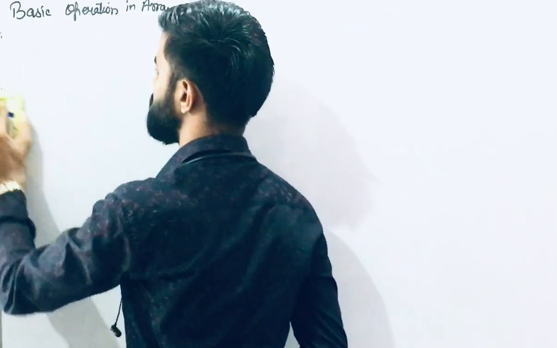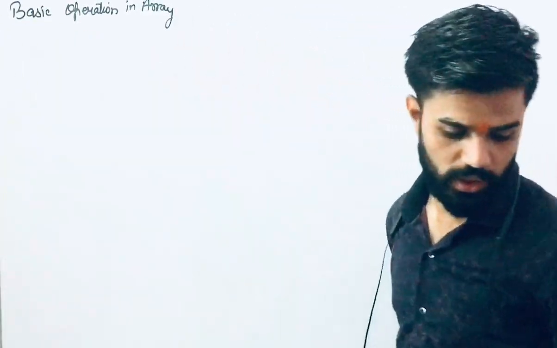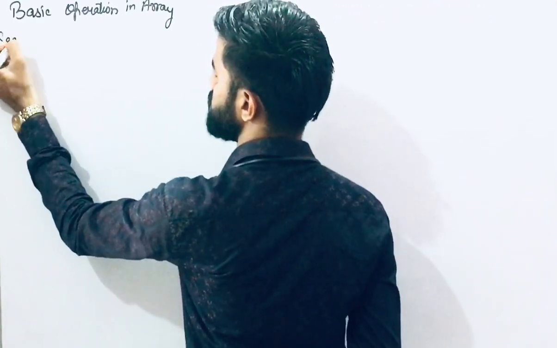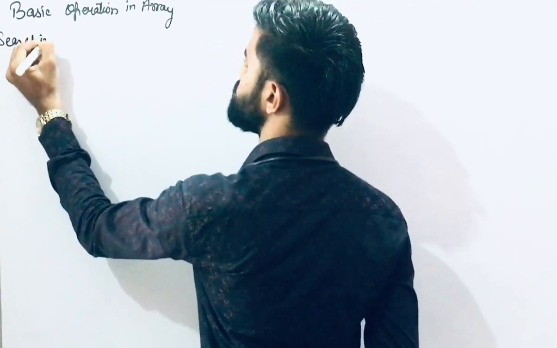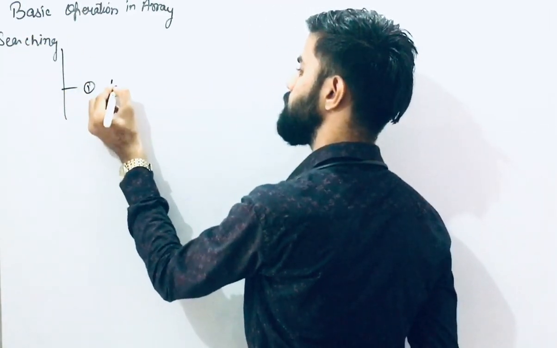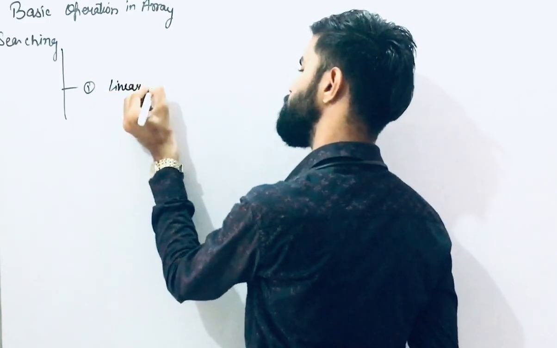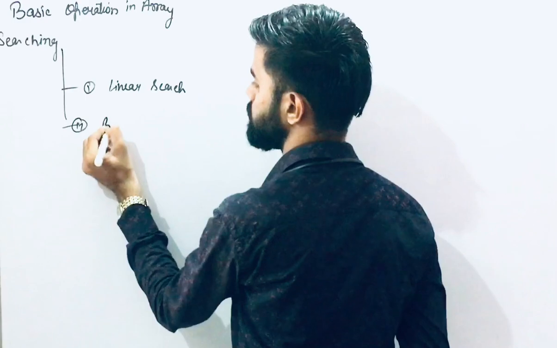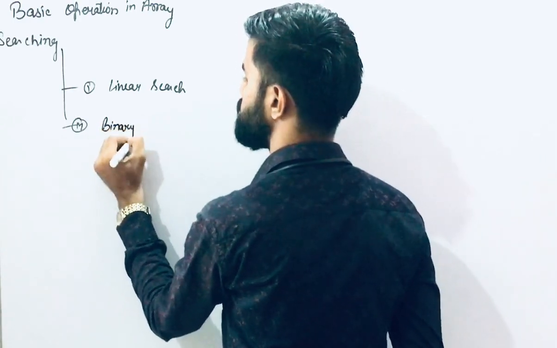If you are talking about searching, then basically two types of searching are there. The first one is linear search, and the second one is binary search.